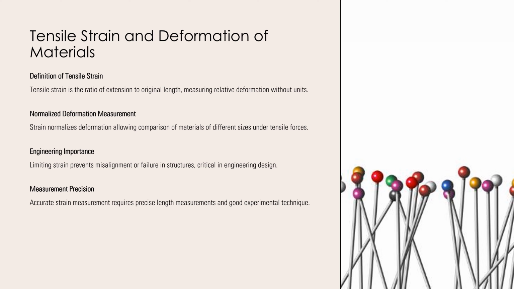For example, a long cable and a short rod may extend by different absolute amounts, but strain reveals which experiences greater relative deformation. In engineering design, limiting strain is often as important as limiting stress, particularly in structures where excessive stretching could cause misalignment or failure of connected components. Strain is typically very small, often of the order of 10⁻³ or less in elastic materials.